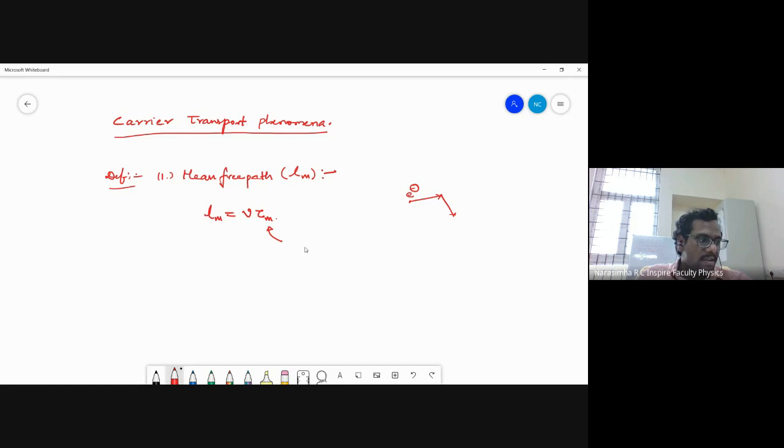You have to remember these events, let me put some circles, these are events of collisions. These are elastic collisions. I hope you remember that elastic collisions mean the momentum is conserved. So tau_m is the average time taken between two successive collisions, or you can say the momentum relaxation time. And of course, v is the average velocity. So this is the definition of the mean free path.